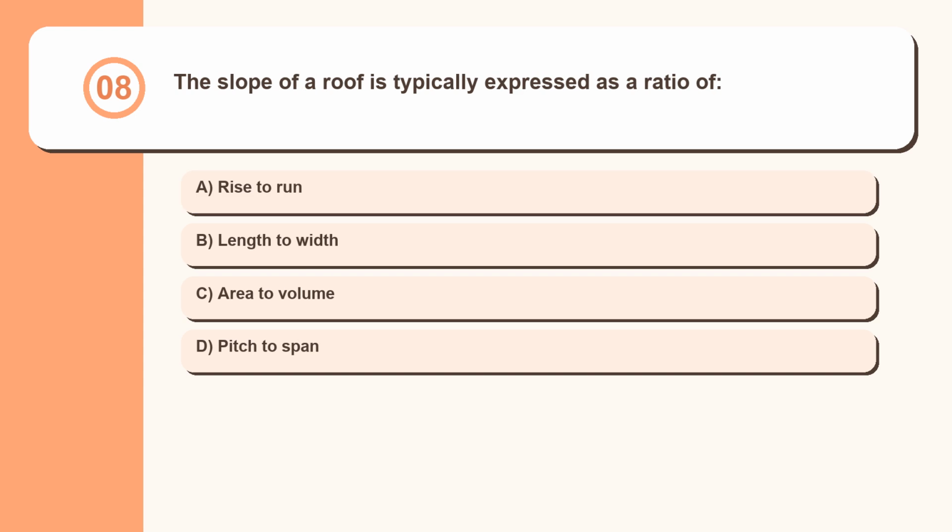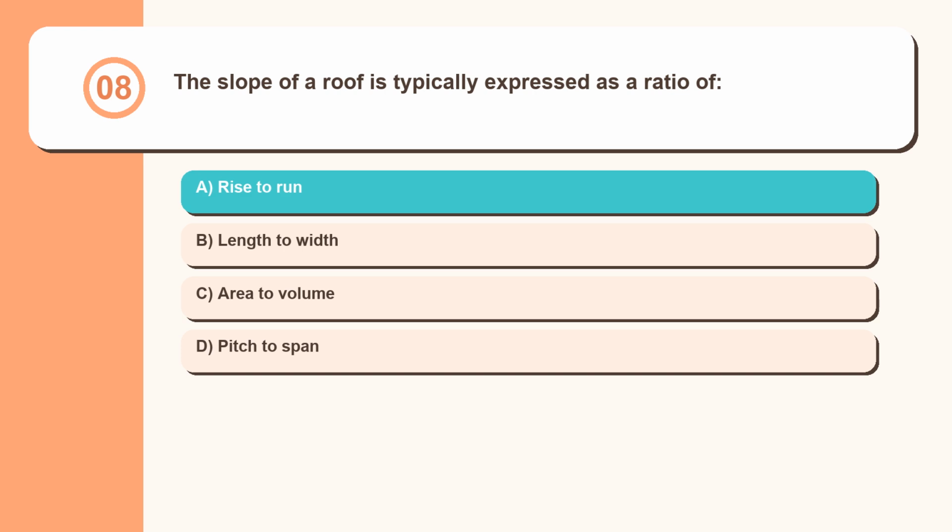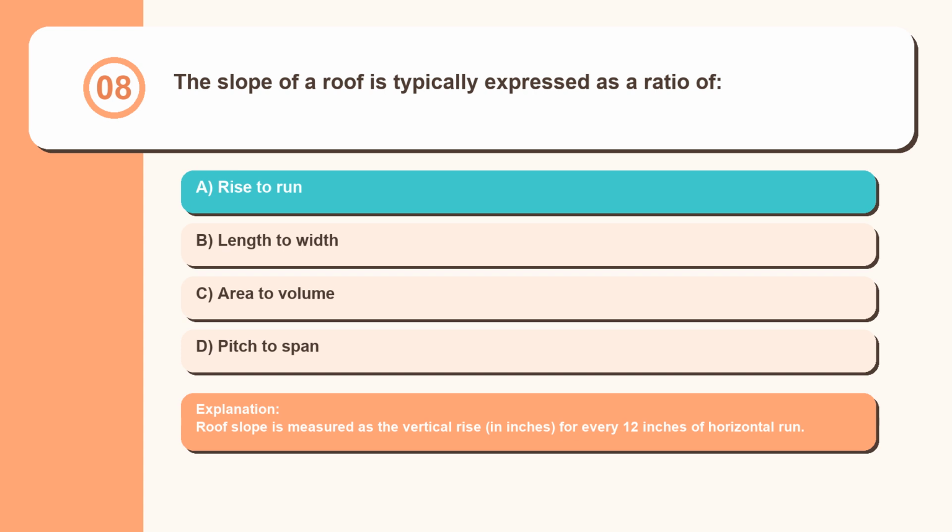Question 8. The slope of a roof is typically expressed as a ratio of rise to run, length to width, area to volume, pitch to span. Roof slope is measured as the vertical rise, in inches, for every 12 inches of horizontal run.